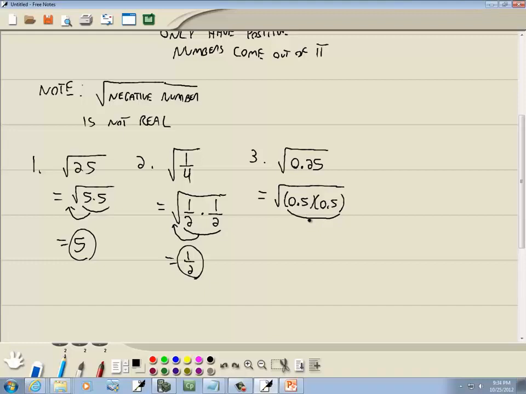And again, we're looking for a pair of somethings. Here's a pair of 0.5s. So those are going to come out as a single 0.5. And that's our answer.